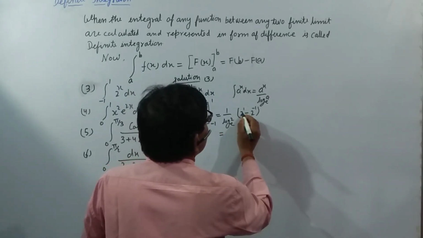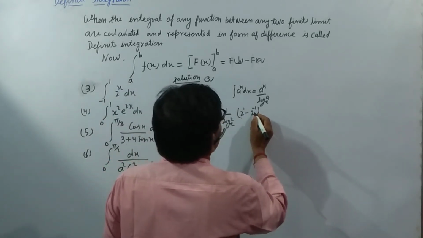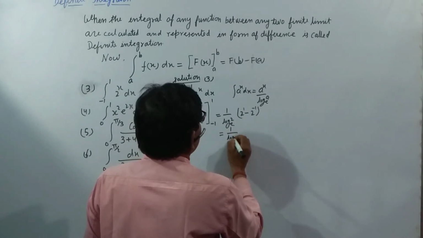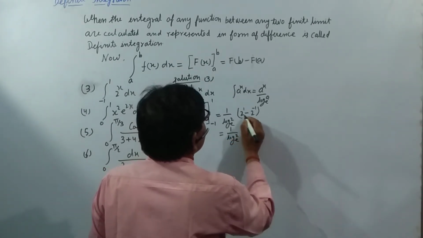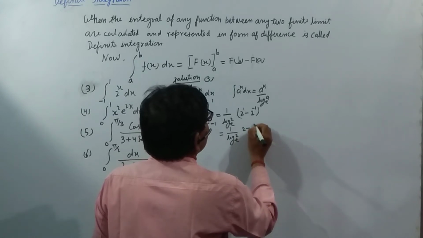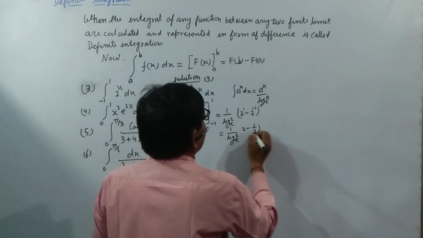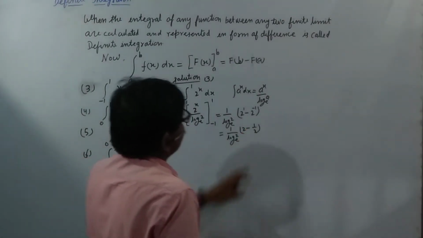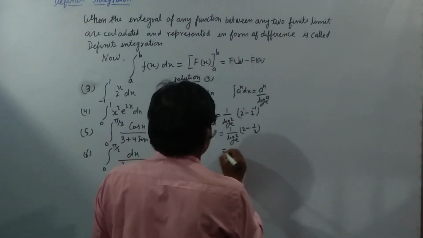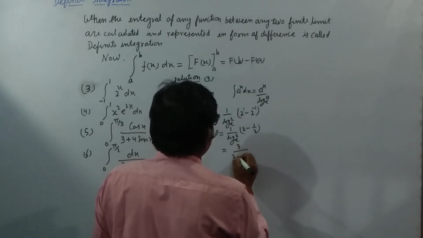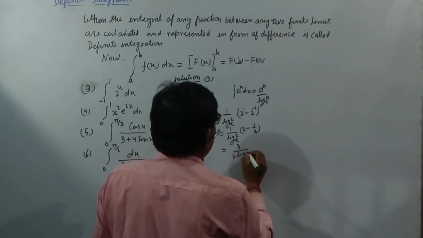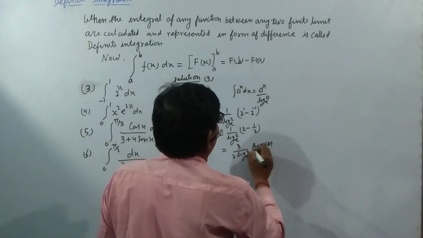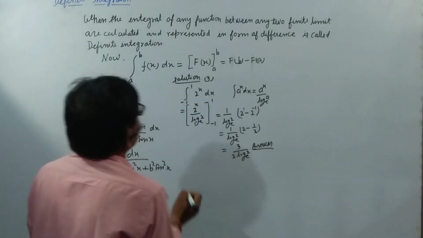2 to the power 1, this is 1, and this will be equal to 1 by 2. So here, 1 by log 2 base e, 2 minus 1 by 2. It means 2 twos are 4, 4 minus 1 is 3 by 2, so 3 by 2 log 2 base e. This is the answer of this integration.